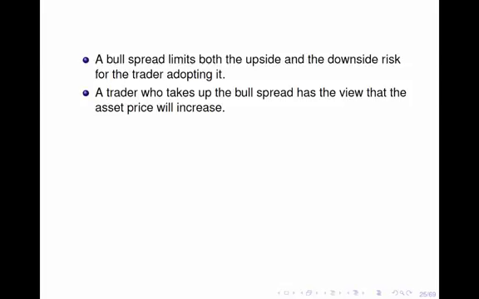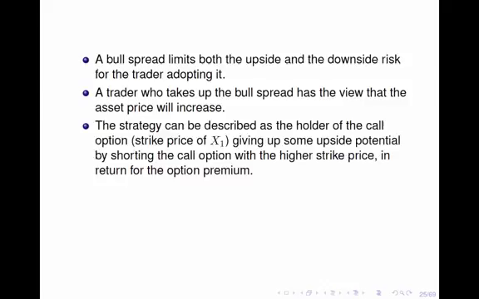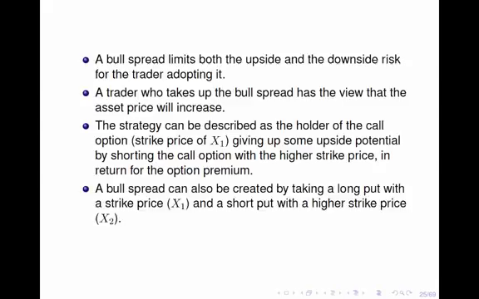A trader who takes up the bull spread has the view that the asset price will increase. The strategy can be described as the holder of the call option with strike price X1, giving up some upside potential by shorting the call option with the higher strike price, in return for the option premium. A bull spread can also be created by taking a long put with a strike price X1 and a short put with a higher strike price X2.